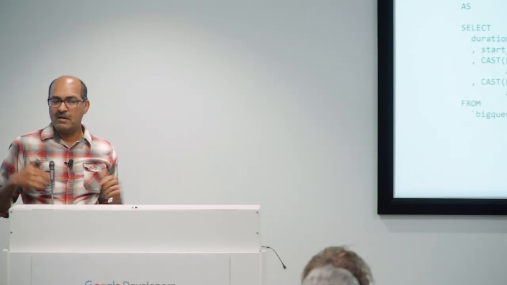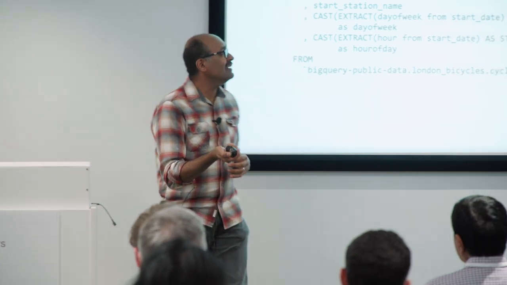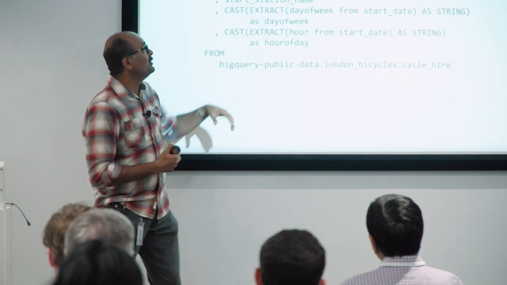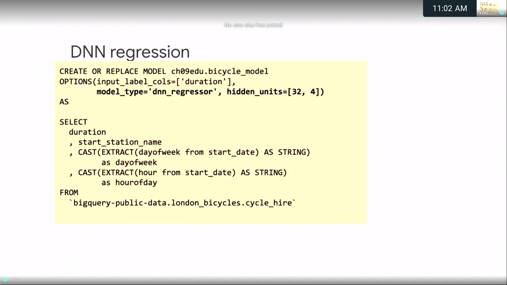A few minutes later, it gets created. So this is great, but this is just linear regression. Can we do something better? More sophisticated, I don't know about better, but definitely more sophisticated. And the answer is yes. If you want to do deep neural net regression, just take the model type to be a DNN regressor. Say that you want 32 nodes in the first layer and 4 nodes in the second layer, and you're off to the races.